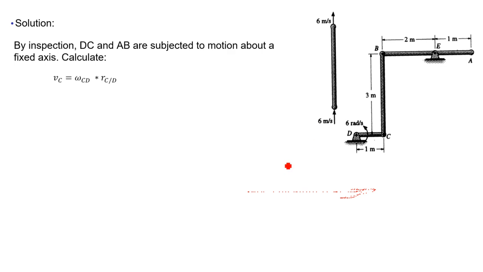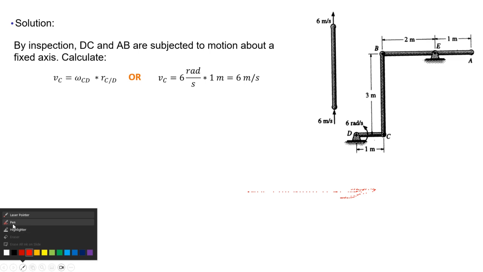So next, by inspection, as you can see here, the DC and the AB are going to be subjected to the motion around a fixed axis, as you can see here. And the velocity C is going to be the omega CD multiplied by the radius CD, which is equal to 1. So we can simply find that the velocity is going to be equal to 6 meters per second.